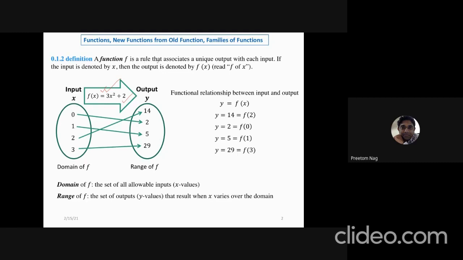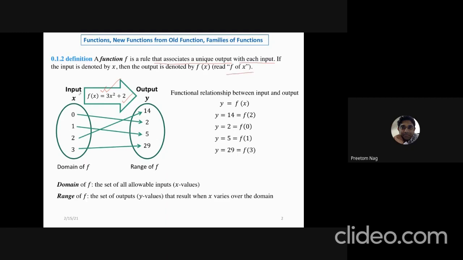A function f is a rule that associates a unique output with each input, right? For each input, the output has to be unique. This is a very essential point. If the input is denoted by x, then the output is denoted by f of x, which we denote by f of x, meaning function of x, okay.